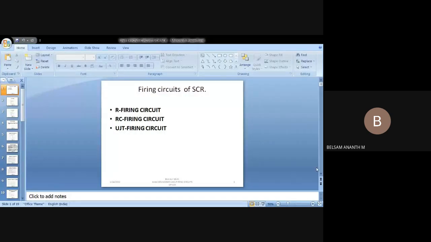Now, what are all the firing circuits on the thyristor? Please remember, we discussed firing, that is, the triggering instant. How much of an angle we give the triggering, or we may have a variety of triggering: R firing, RC, and UJT.